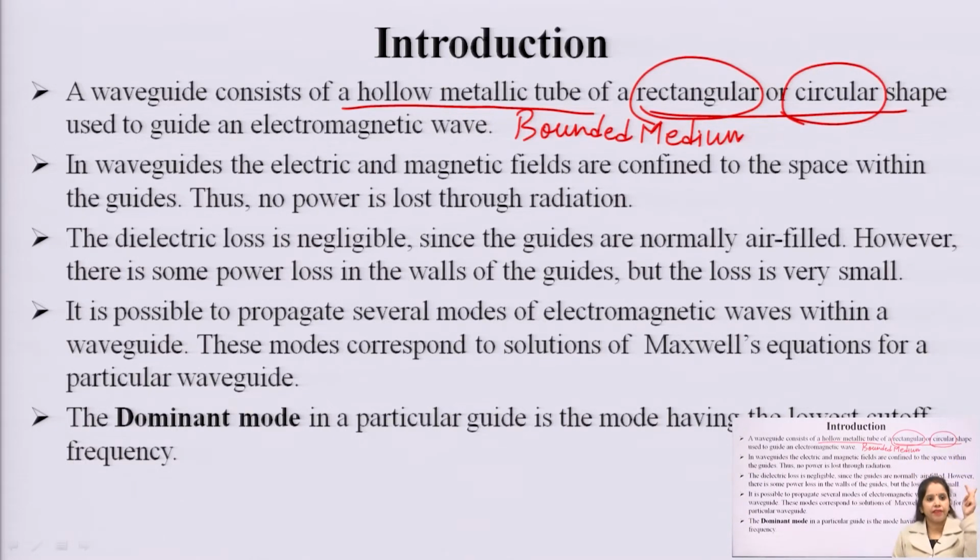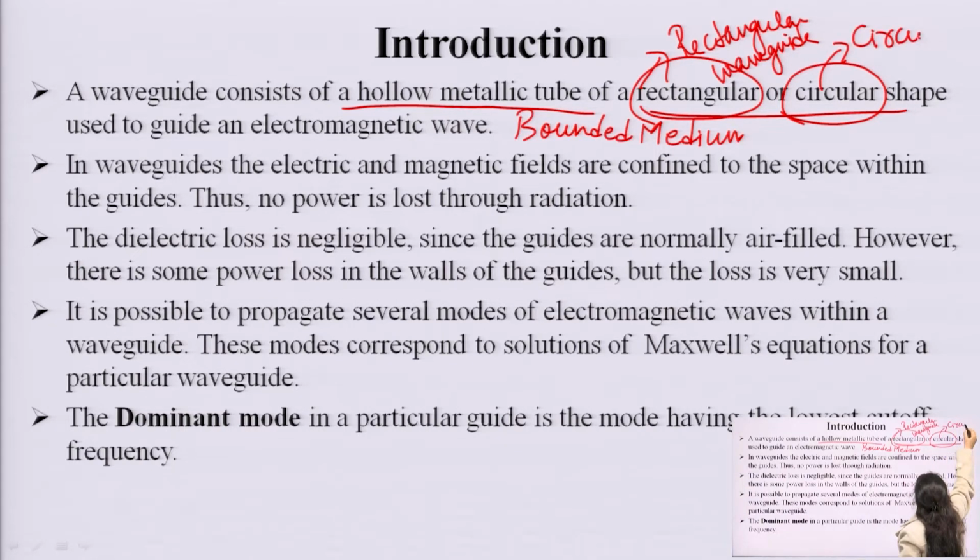So, basically there exist two types of waveguide. The first one is the rectangular waveguide and the second one is the circular waveguide. Rectangular waveguide, and this one is the circular waveguide. The name and the type of the waveguide depend upon the shape it has.